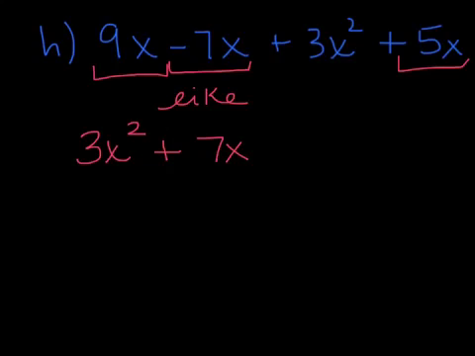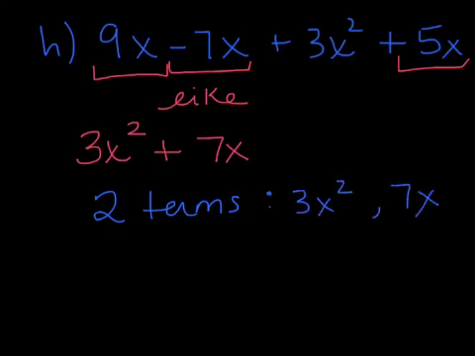Okay, so again, just like the other one, this one has two terms. The 3x squared is one term, and the 7x is another term. It has no constant. A constant is a value in there that's not dependent on a variable. It stays constant, which would mean if this said 3x squared plus 7x plus 1 or plus 2, that would be the constant, but this doesn't have one at the end.